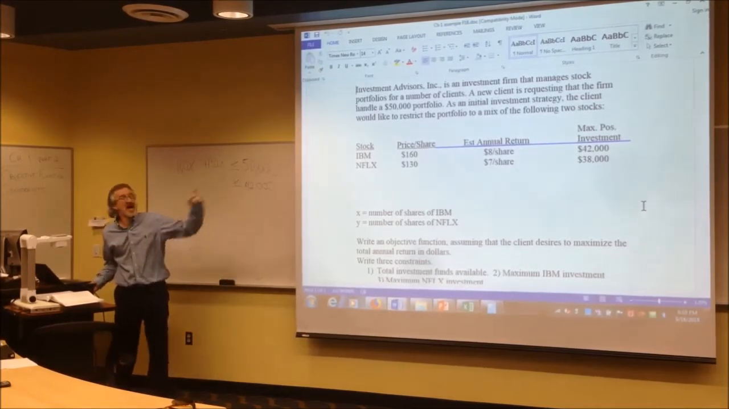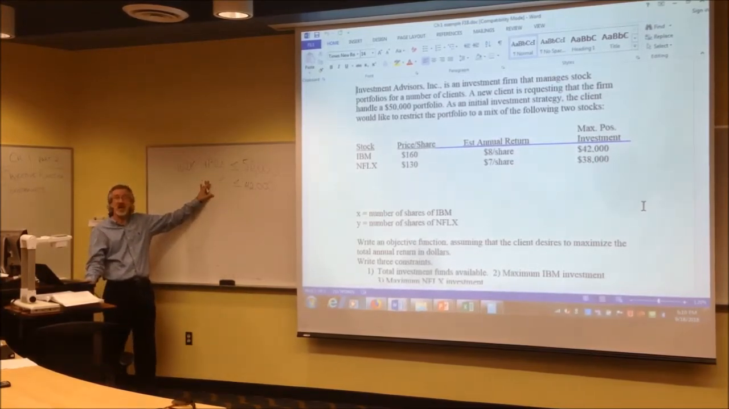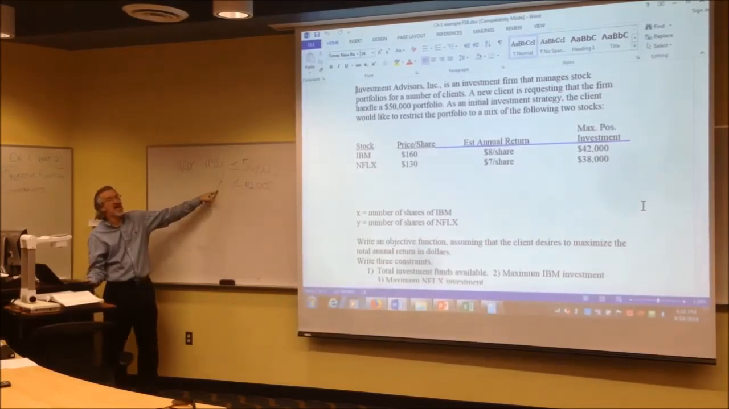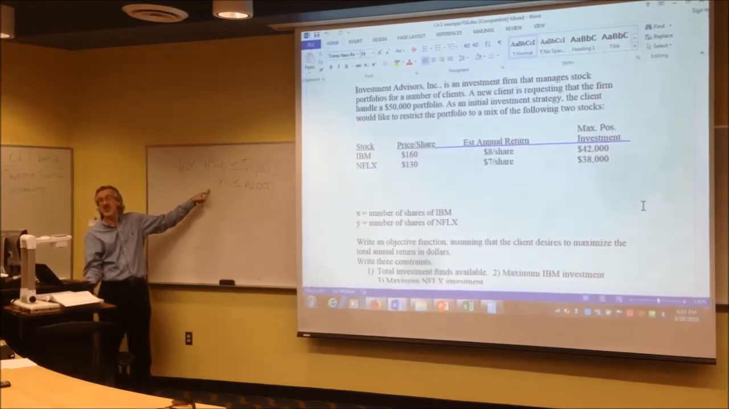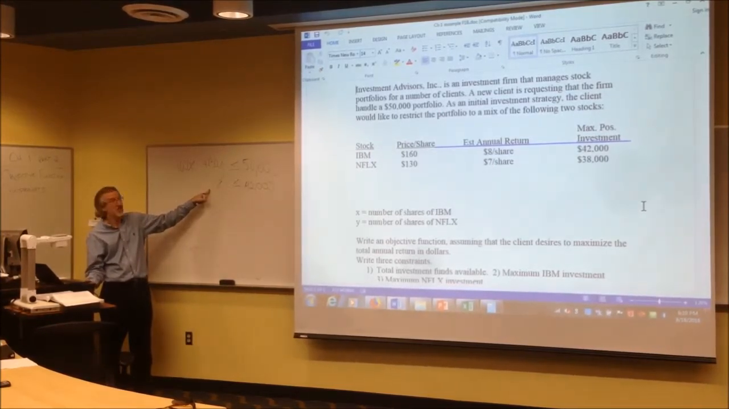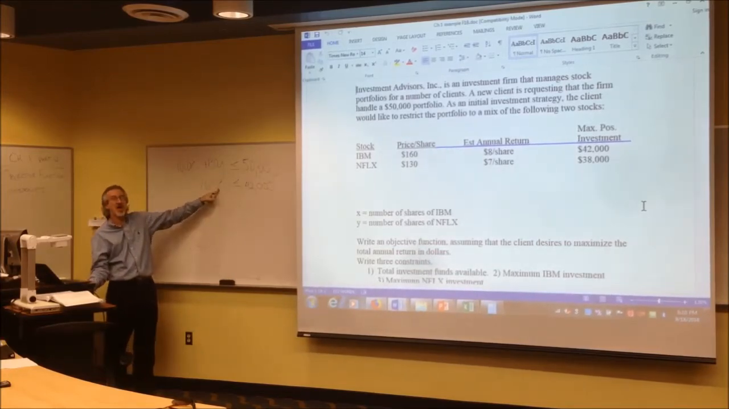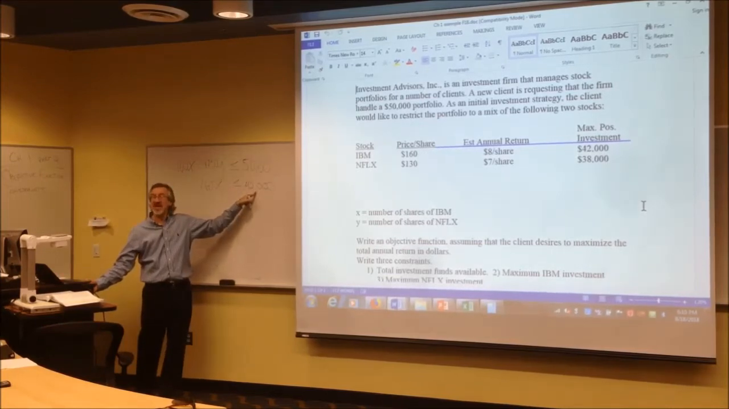Dollars. And it's IBM. So on this left side, the variable is only about IBM, which variable is that? X. But X is how many IBM. 42,000 is money. I've got to turn X into money that represents IBM. Which number? $160 for every share of IBM has to be less than or equal to $42,000. We cannot spend more than $42,000 on IBM.